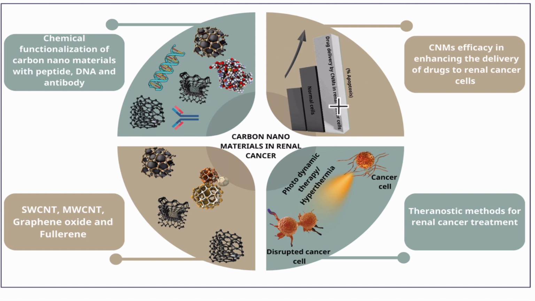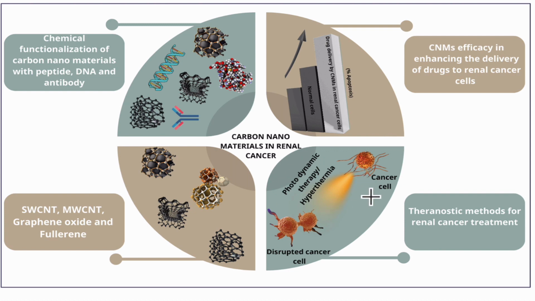This part of the diagram is showing efficiency of carbon nanomaterial in enhancing drug delivery to renal cancer cells. This bar graph is reflecting a higher percentage of apoptosis in renal cancer cells when drug delivery by carbon nanomaterials takes place. Besides drug delivery, carbon nanomaterial can also be used for gene delivery and peptide delivery. Gene delivery can be done by coupling genes to the surface of carbon nanomaterials or encapsulating them inside carbon nanomaterials to shield them from degradation.